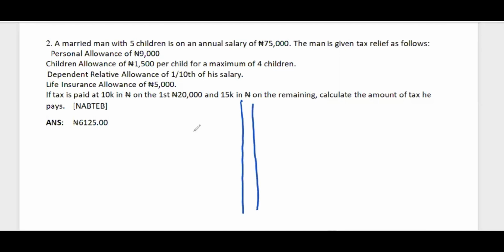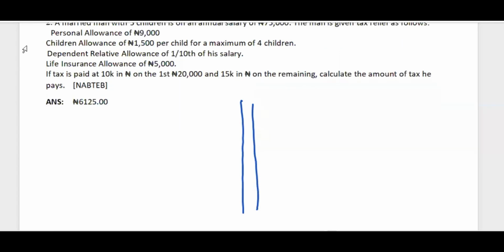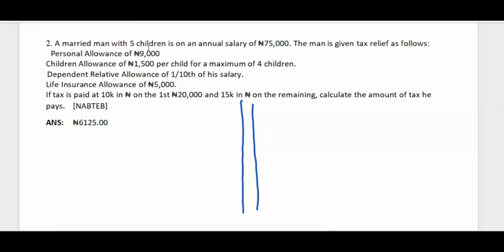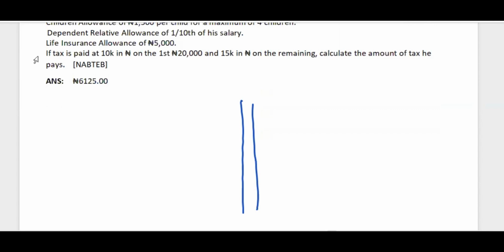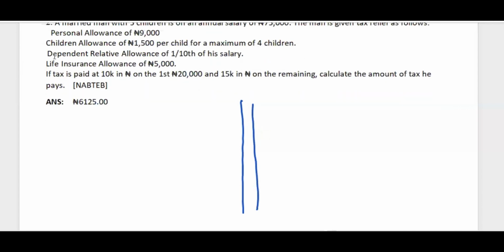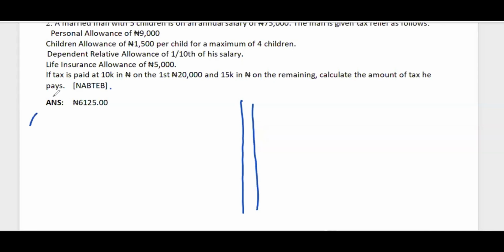So first, we can see that the total income is 75,000. Let's calculate all the allowances. Under the allowances, we start with a personal income allowance of 9,000. Calculation of allowances, that's what we first do.